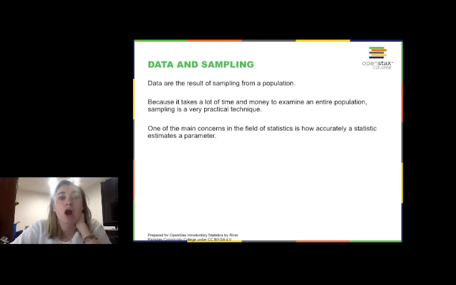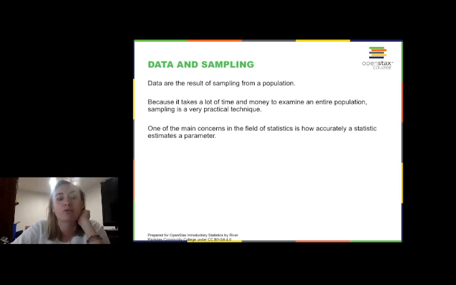Data are the result of sampling from a population like we spoke of, and because it takes a lot of time and money to examine an entire population, sampling is a very practical technique. Instead of using the whole group of the United States, we can use a subgroup of randomly selected people in the United States to get a pretty accurate sample size that can be representative of the entire United States.